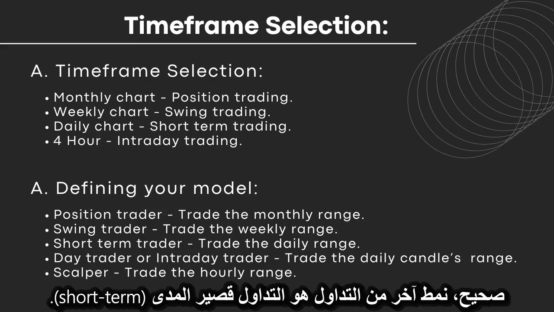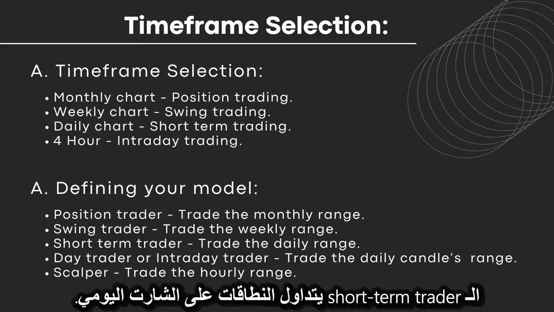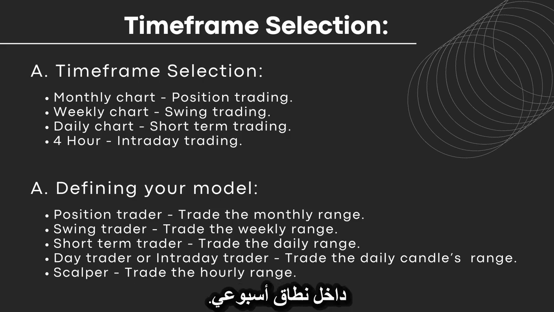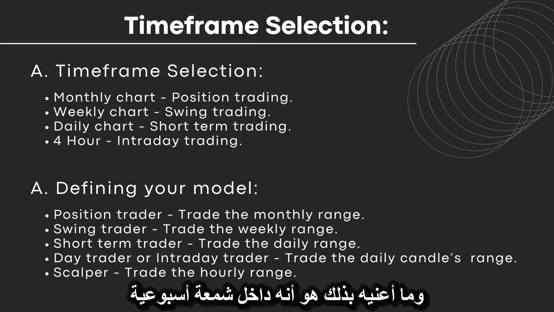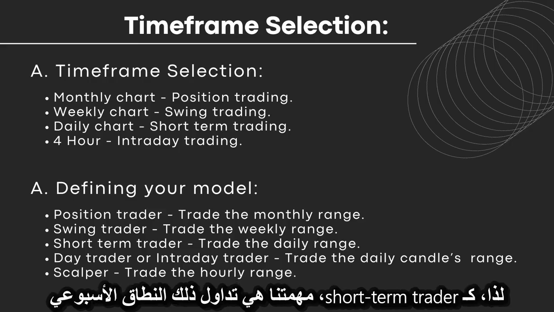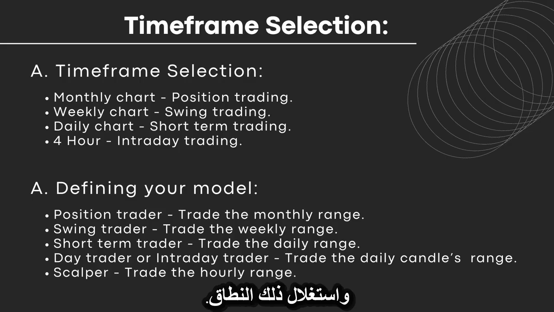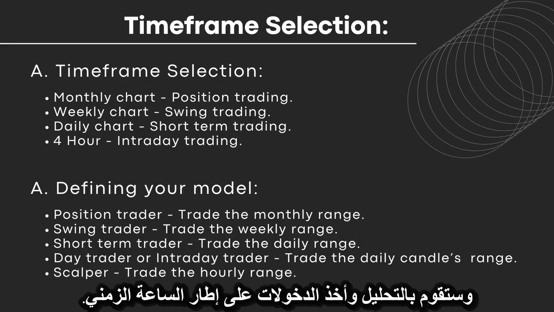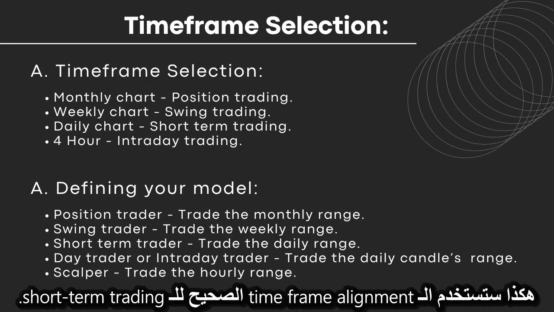Another style of trading is short-term trading. A short-term trader trades the ranges on the daily chart. Now, the objective of a short-term trader is to trade the ranges on the daily chart inside a weekly range. And what I mean by that is that inside a weekly candle, we've got 5 daily candles, right? Meaning 5 days. So as a short-term trader, our job is to trade that weekly range on the daily chart and exploit that range. And as a short-term trader, you would be using the daily chart as your higher time frame, and you would be profiling and taking entries on the 1 hour time frame. That's how you're going to use the correct time frame alignment for short-term trading.